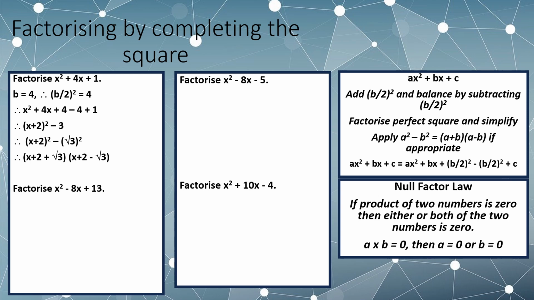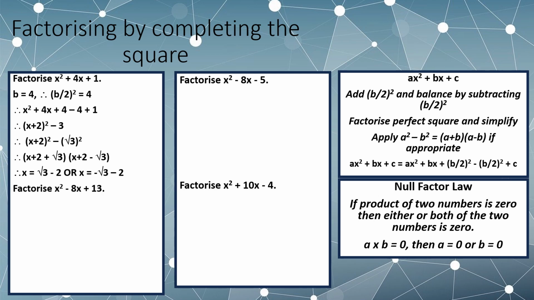Now, we can apply null factor to this final step, making the whole equation equal to 0, and get that x is equal to the square root of 3 subtract 2, or x is equal to negative the square root of 3 subtract 2. You can write this out in decimal form if needed, but leaving it in surds for the most part should be fine, unless the question asks otherwise. Let's look at another example now.